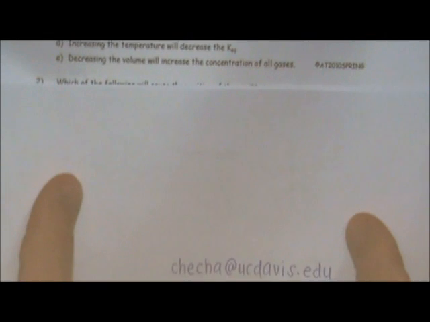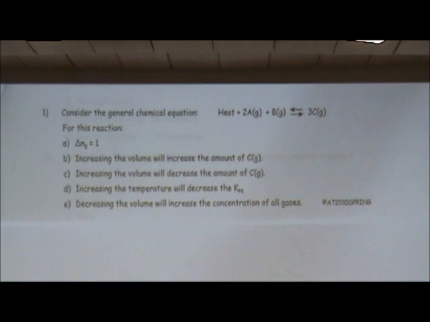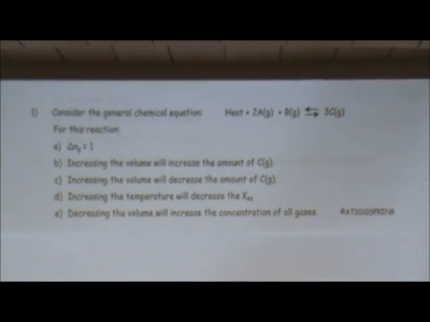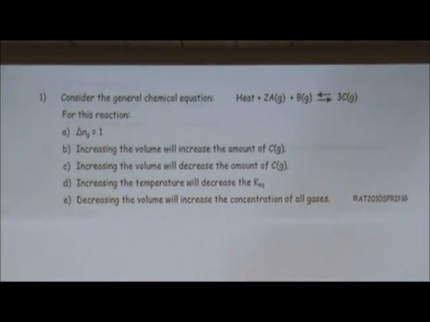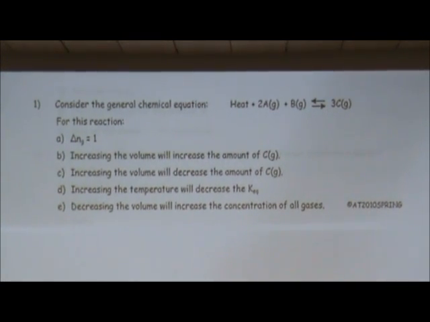Okay, let's do the first one. So what do you think the answer is? Think about it. We have a chemical equation describing a general chemical system, which is a reversible chemical system. We have the chemical equation, and it says to choose the correct one here. Okay? All right, the first thing you need to do is what?